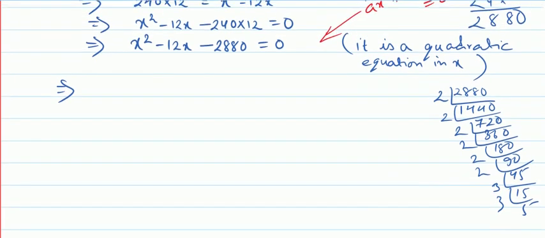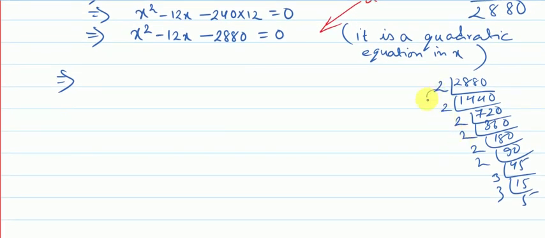If you see, 2 2s are 4, 4 2s are 8, 8 2s are 16, and then 16 3s are 48. Now check, 2 2s are 4, 4 3s are 12, 12 5s are 60. So here you can see that minus 60 plus 48 will give you minus 12, and when you take the product minus 60 into 48, you will get exactly this. So we got the required two numbers.